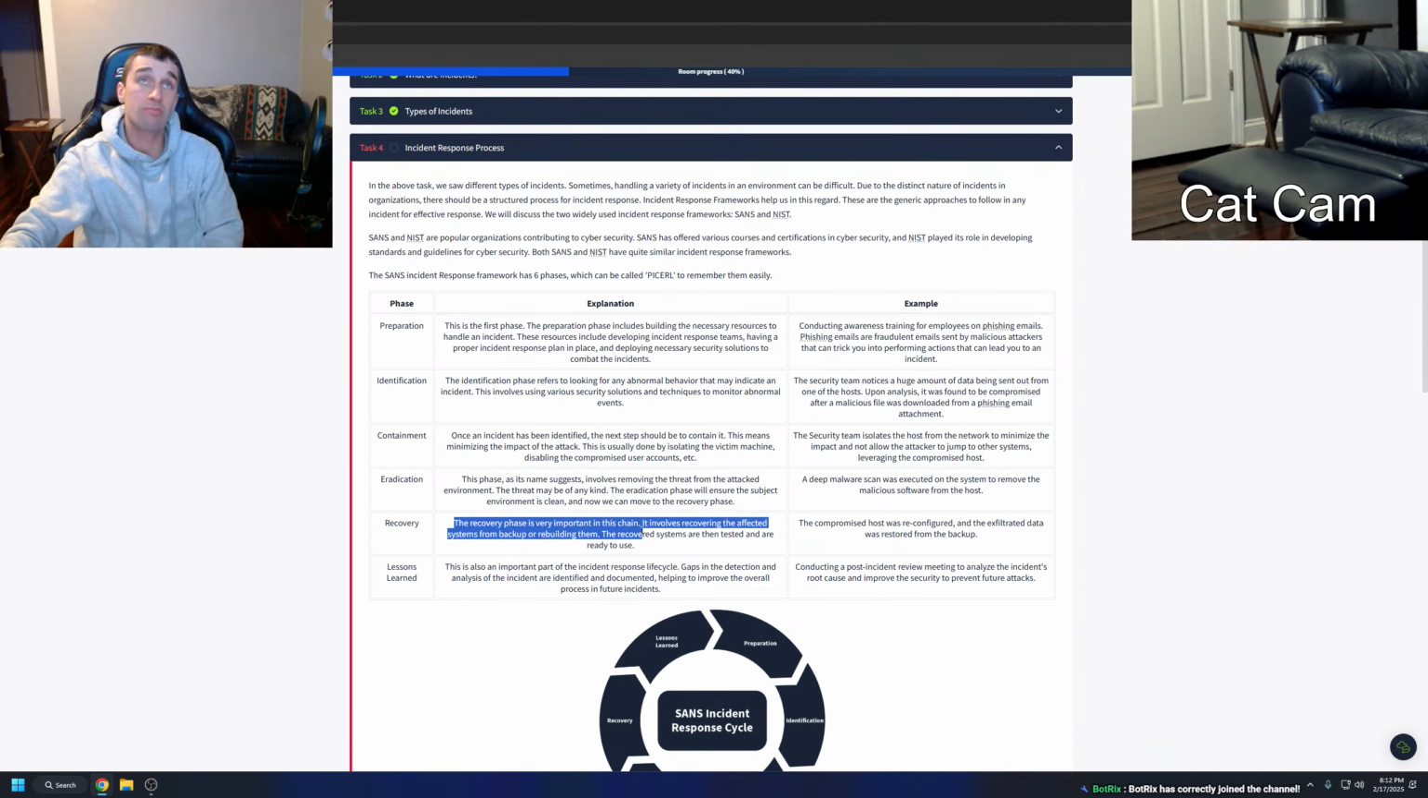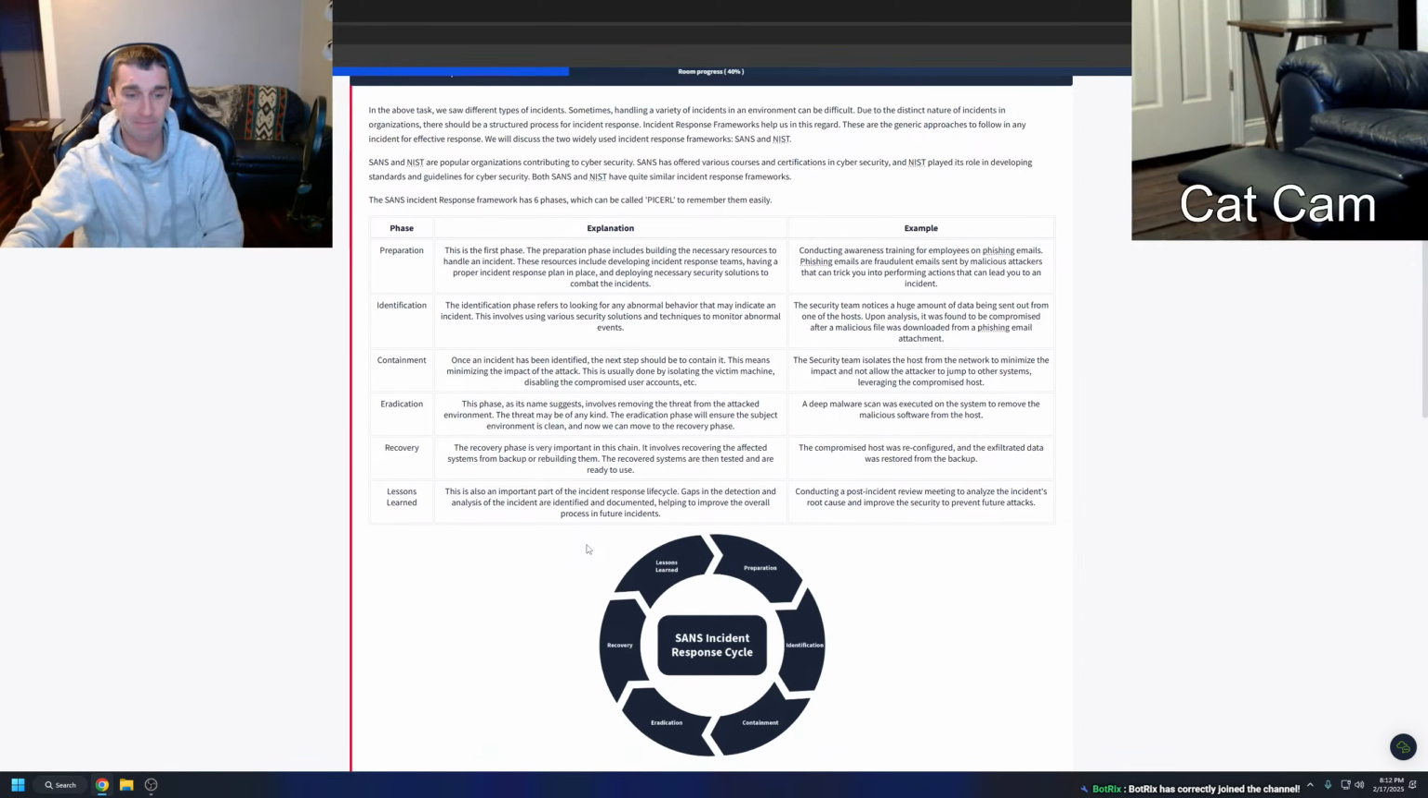Recovery. The recovery phase is very important in this chain. It involves recovering the affected systems from backup or rebuilding them. The recovered systems are then tested and are ready to use. For example, the compromised host was reconfigured, and the exfiltrated data was restored from the backup.